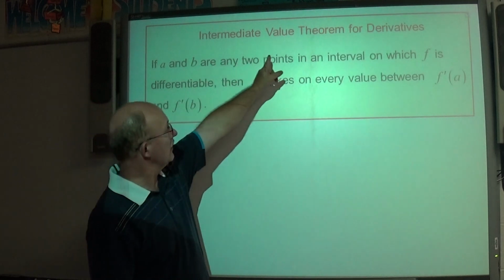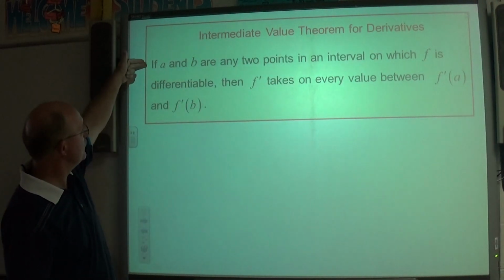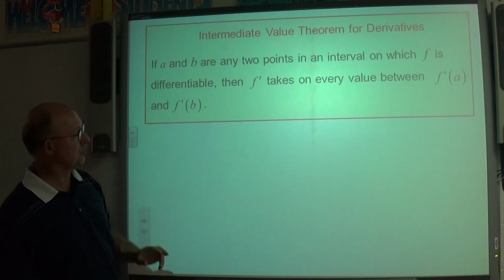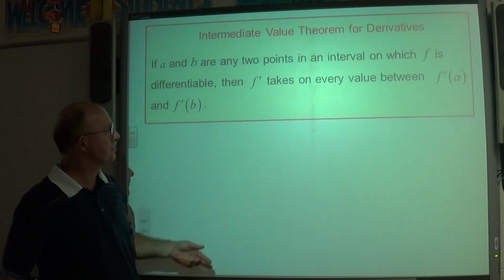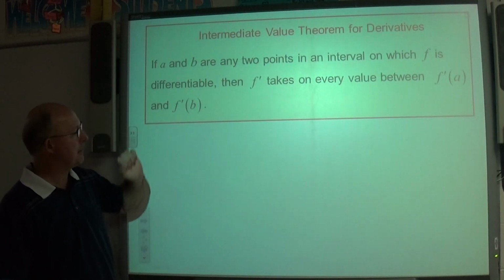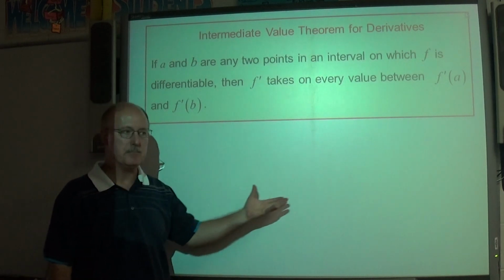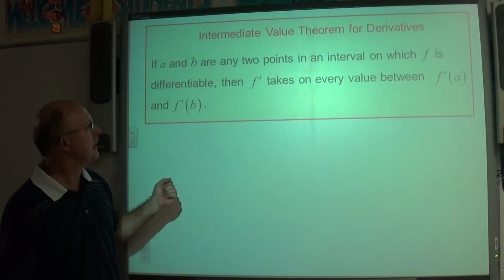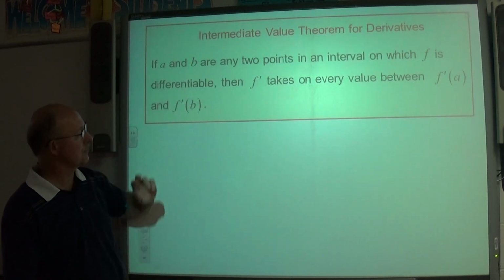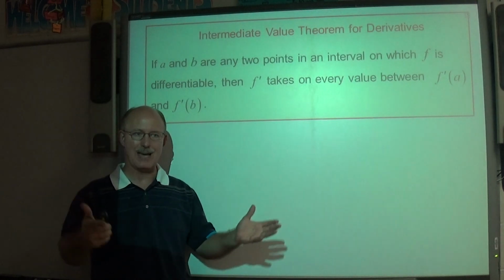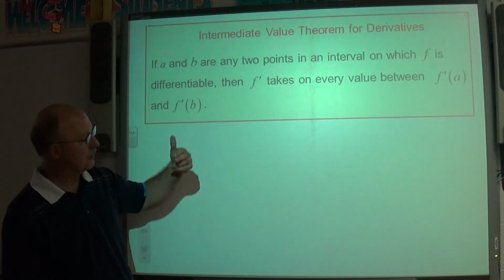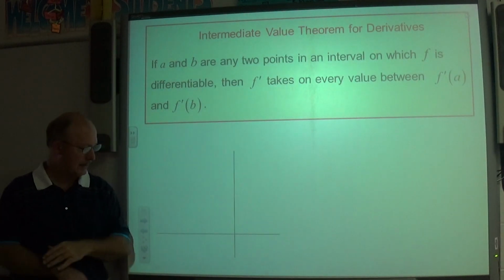This is called the intermediate value theorem for derivatives. It says if a and b are any two points on an interval on which f is differentiable, so once again the function does have a derivative everywhere, the derivative takes on every value between f prime a and f prime b. I'll show you what that means with a little diagram. Keep in mind, the function has to have a derivative everywhere, then the derivative takes on every value between the derivative of a and the derivative of b. So take a look at our graph here.